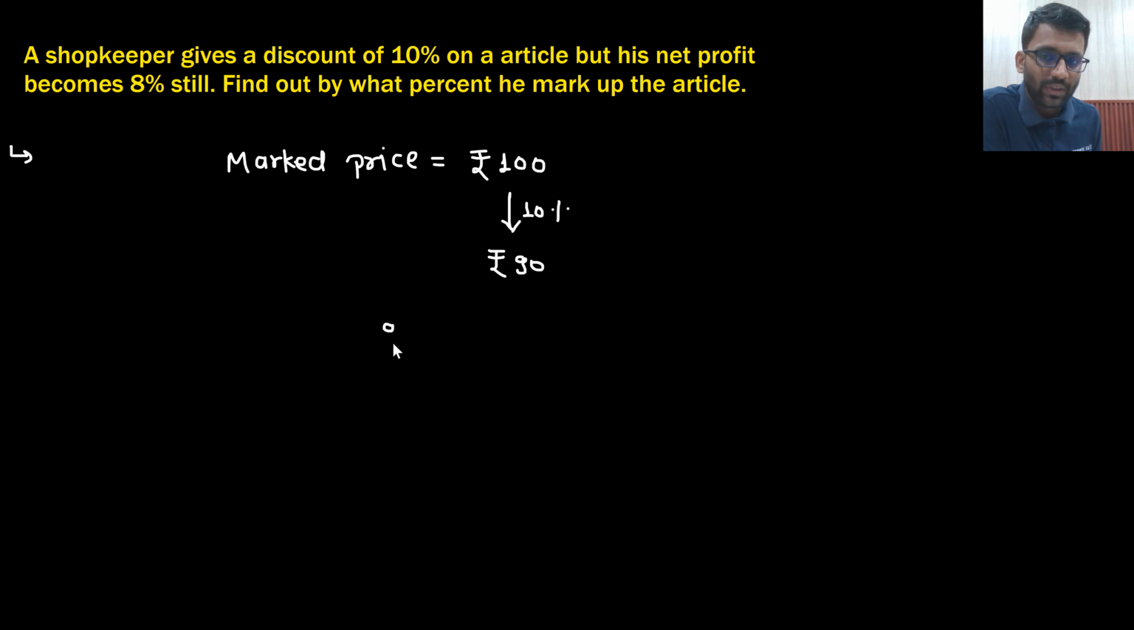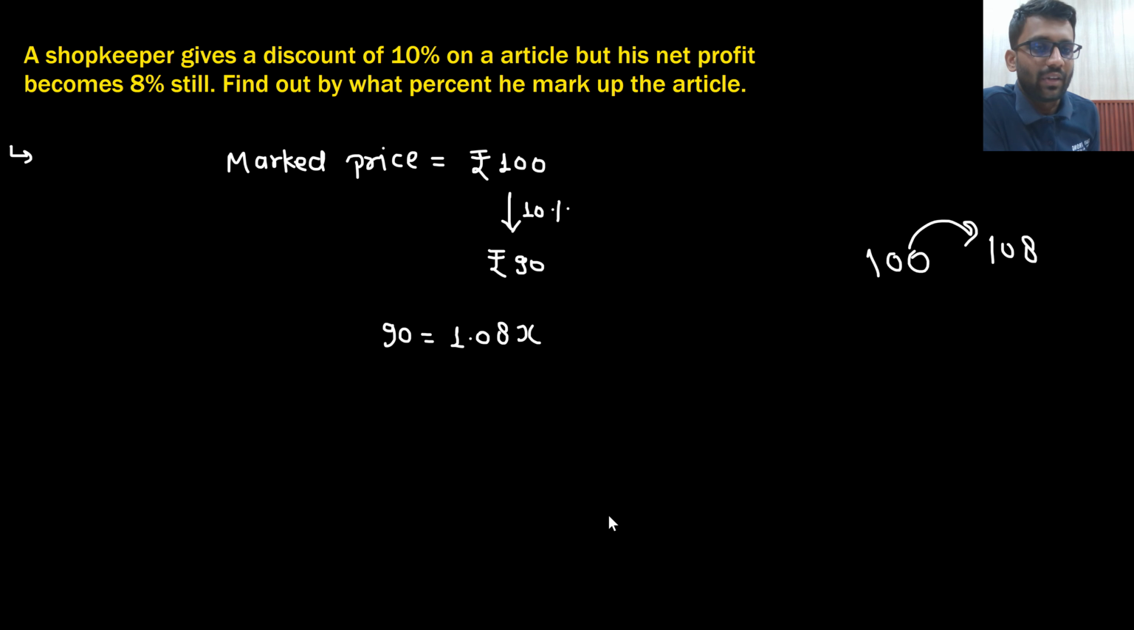Now this 90 rupees, he is still getting 8% of benefit. Are you getting this point? He is getting 8% of the benefit. That means, let's just say if he purchased it in 100 rupees, then he is selling it in 108 rupees. Now he is selling in 90 rupees. That means he must have purchased in 90 divided by 1.08.